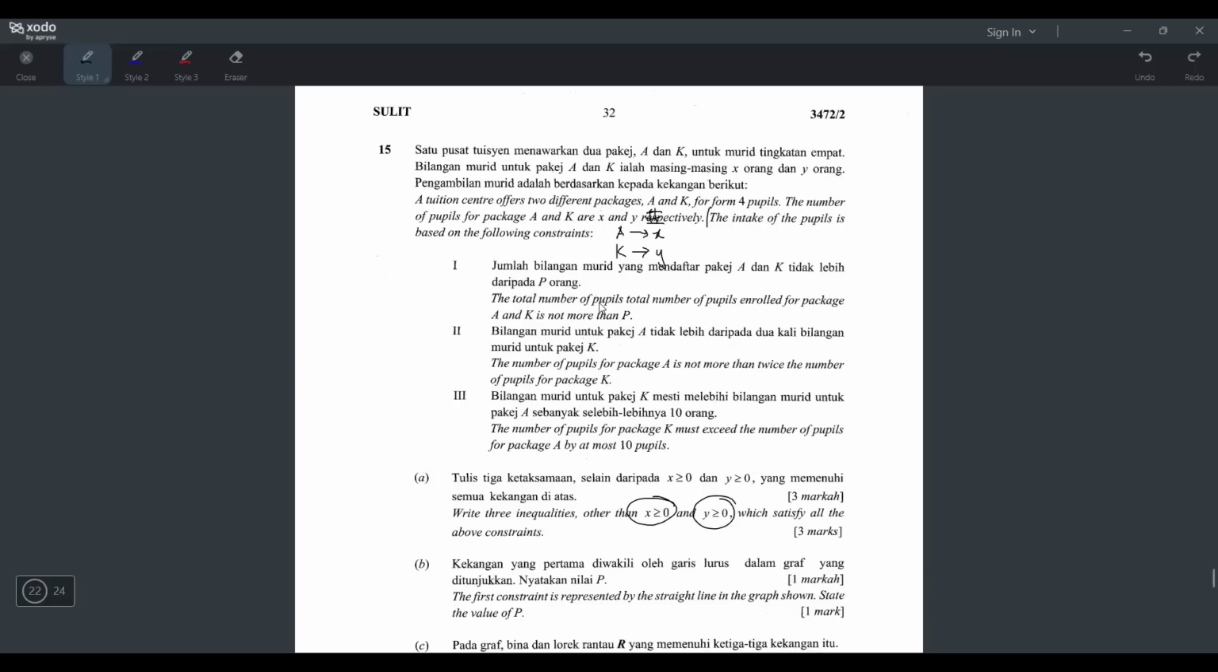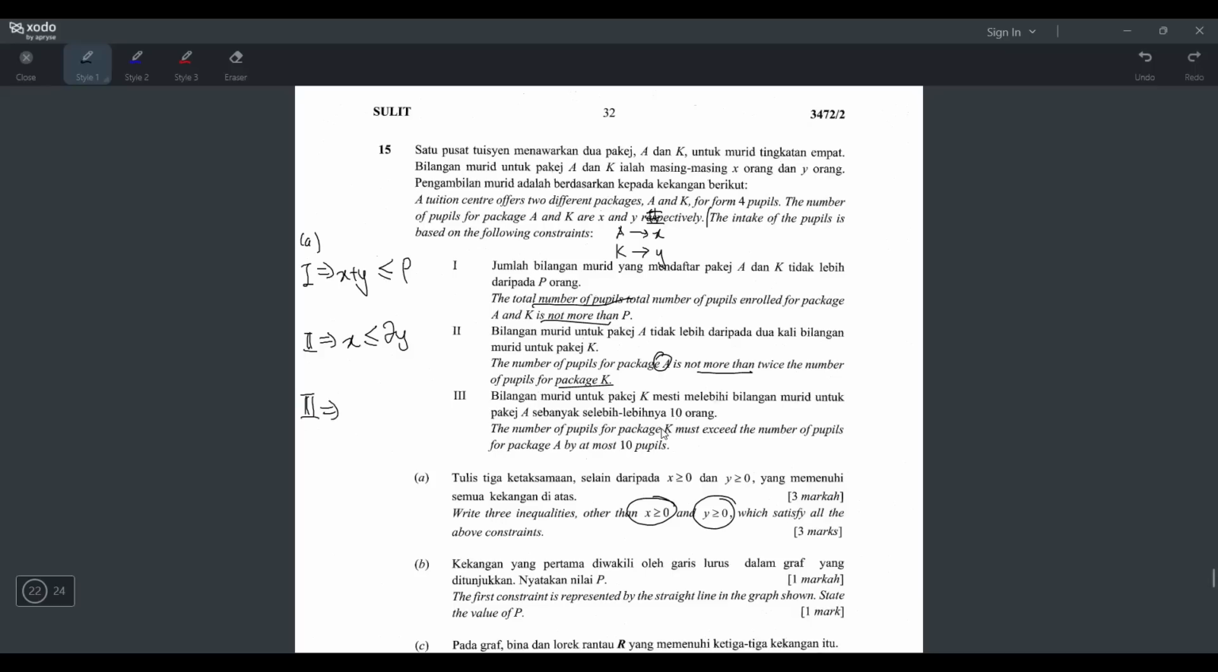P. So very easy. The first one, so I'll write my working here. Number A, the first one, the answer is X plus Y. Yeah, because they say total number of pupil. Not more than. Not more than means smaller or equals P. Tak boleh lebih. So lebih kecil atau sama dengan lah. Second one, the number of people for package A is not more than twice the number of people for package K. So number for A, I use X to represent. Not more than, so tak boleh lebih, so kecil atau sama dengan. Twice the number of K, so 2Y. Sudah siap. Next one.